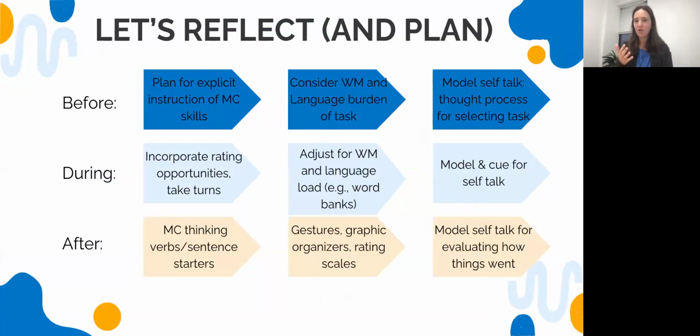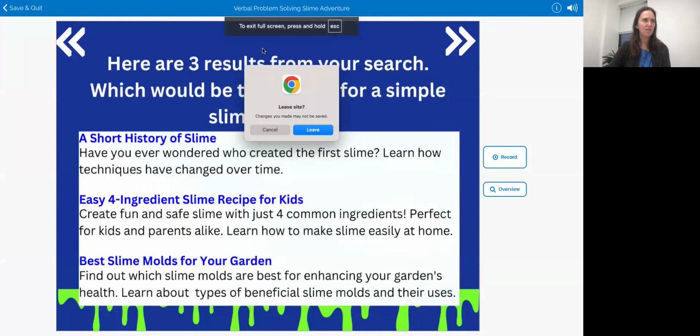So, incorporating rating opportunities, I wanted to mention that we don't always have to put the burden of rating on the students. We can also take turns.